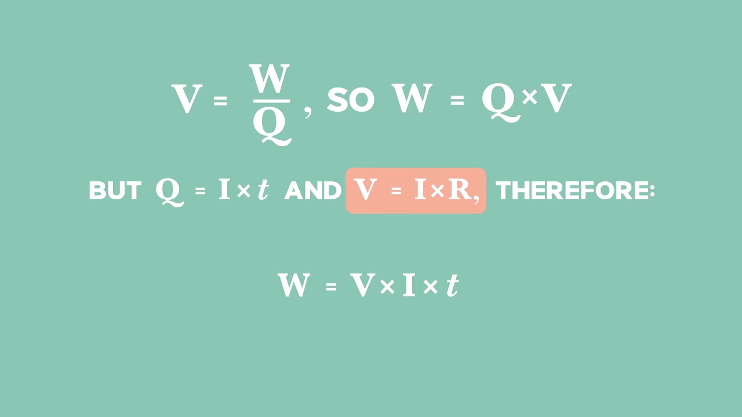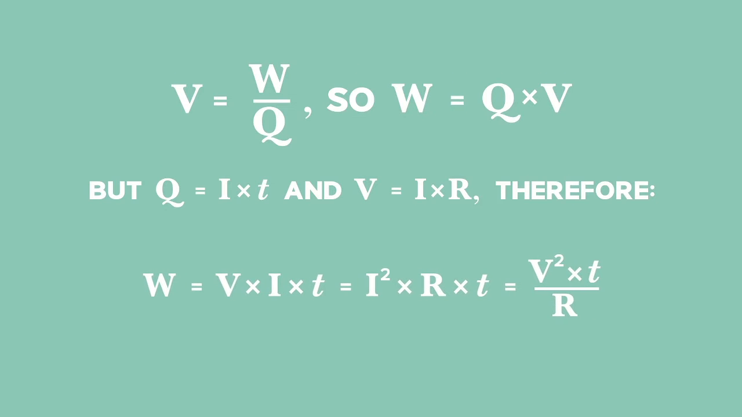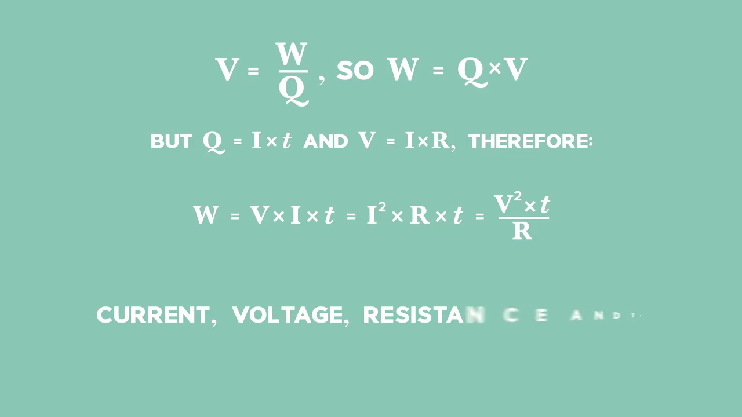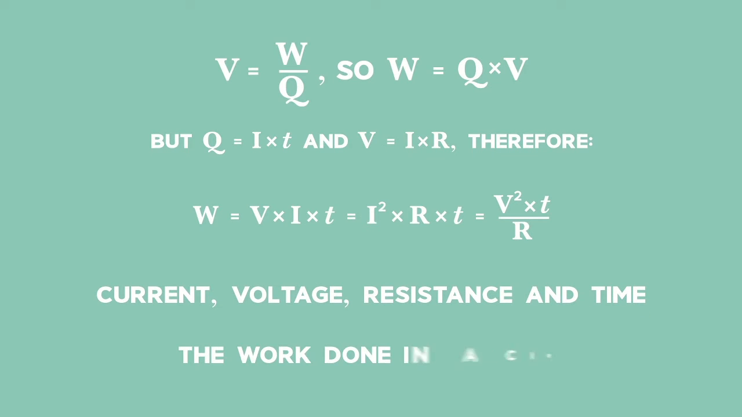Potential difference is equal to current times the resistance, so again we can substitute, giving us the equations where work is equal to the current squared times the resistance times time, or work is equal to the potential difference squared times time divided by the resistance. Now, we don't have to know where all the equations come from, just know that current, voltage, resistance, and time can be used to calculate the work done in a circuit.